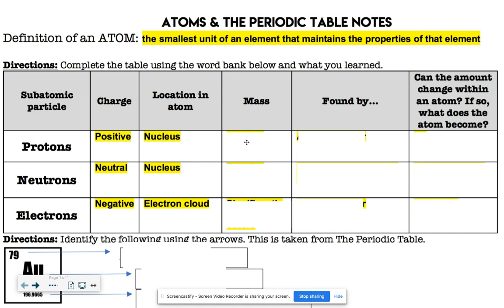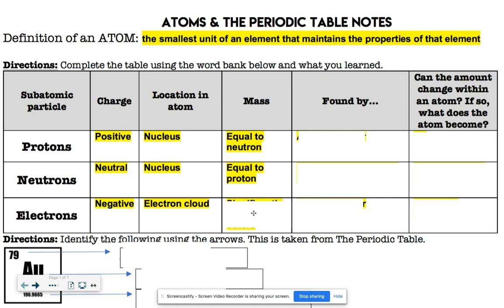Protons and neutrons are where the majority of the mass is in the nucleus. So protons and neutrons are about the same mass. Protons are about equal to a neutron, and neutrons are about equal to a proton. Electrons, however, are almost negligible in their mass.